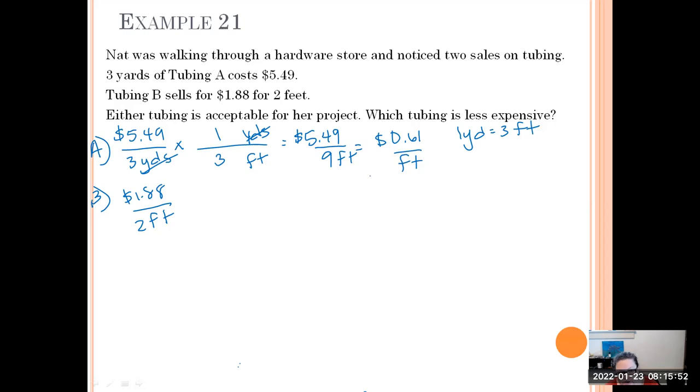Okay. The next one is $1.88 for 2 feet. Well, the other one has a foot, this one has 2 feet, so let's just get rid of the 2. You just have to divide $1.88 by 2 to find the unit price, which is what we're doing for both of these. And that ends up being 94 cents per foot. So now we can easily see that tubing A is less expensive.